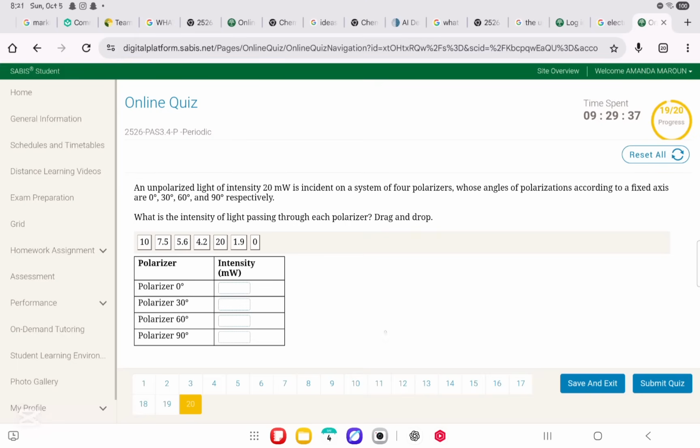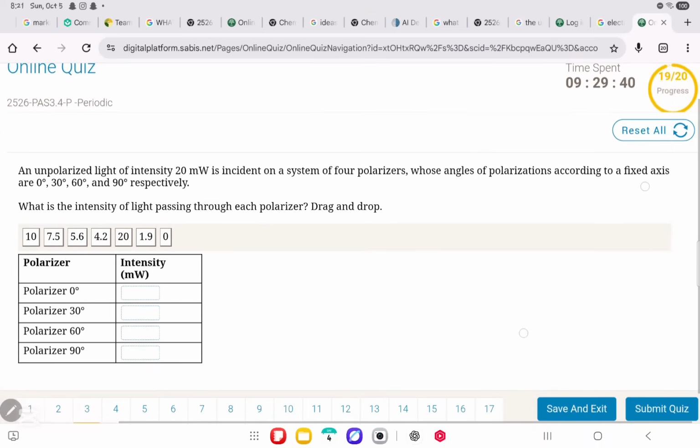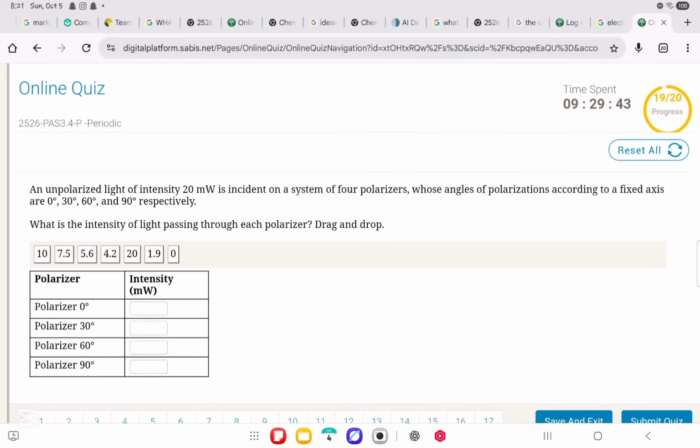Now, question number 20. An unpolarized light of intensity 20 milliwatts is incident on a system of 4 polarizers whose angles of polarization according to a fixed axis are given. What's the intensity of light passing through each polarizer? Because it was unpolarized light of 20 milliwatts passing through the first polarizer, no matter the angle of the polarizer, it's still going to be halved. So the intensity is halved, which is 10 milliwatts. It's directly I0 over 2.